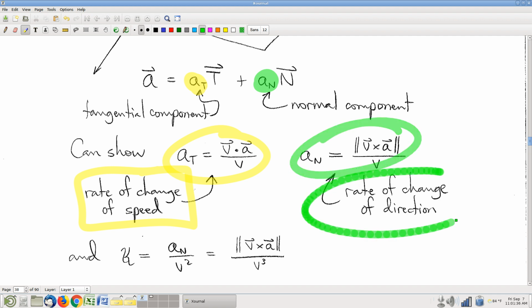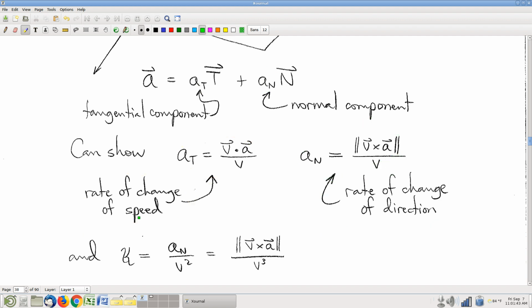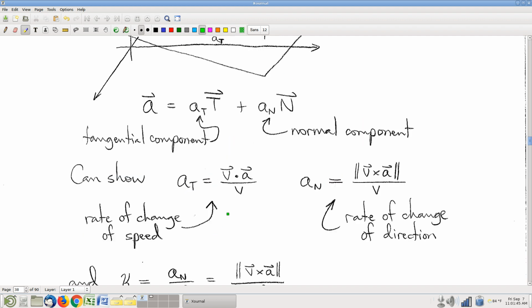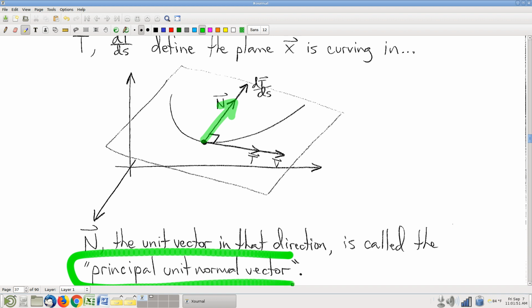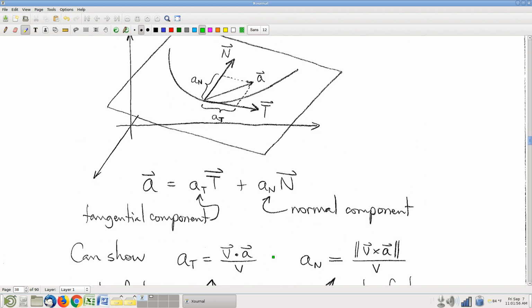As you can think of it, and it's not exactly the rate of change of direction, but you can think of it that way. Yes. So you said there's only one normal vector that points into the curve, right? Yeah, that's the principal unit normal vector. So are we going to be able to calculate it? Yeah, you can actually, and that's a great question.